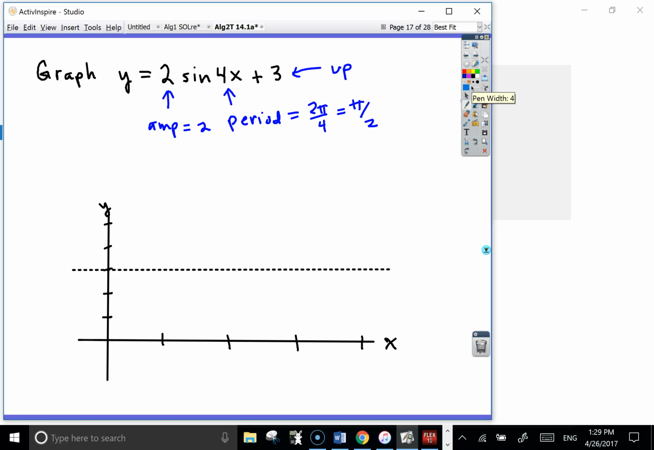Okay, we know that it's going to have an amplitude of 2, so it's going to go from 1 to 5, right? If the middle is 3, it goes 2 below and 2 above. On the x-axis, it's going from 0 to pi over 2. This is a sine function, so it should be starting on the center line at 0. It should go to its maximum, back to the center line, to the minimum, back to the center line. Graph.